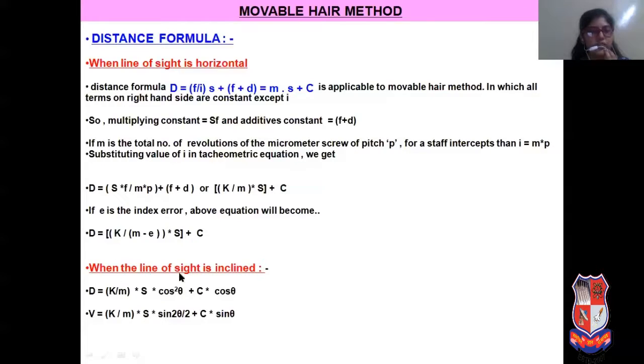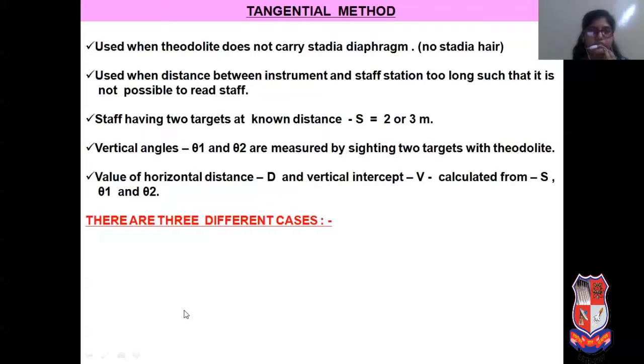And when the line of sight is inclined, we will have the equations for the distance and for the vertical distance, where D is the horizontal distance and V is the vertical distance. Now we already discussed what the tangential method is. So let's see the different cases for derivation of formulas in the tangential method. Before that, we will see the basic theory of the tangential method.